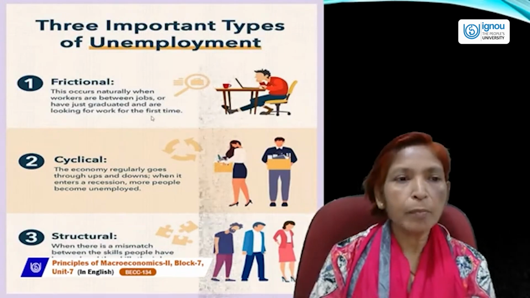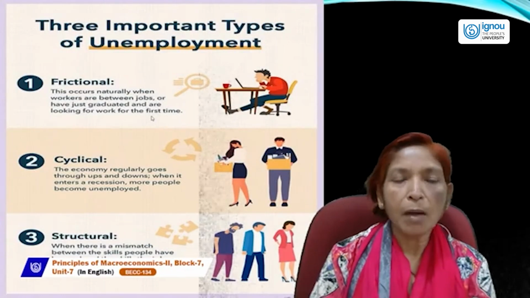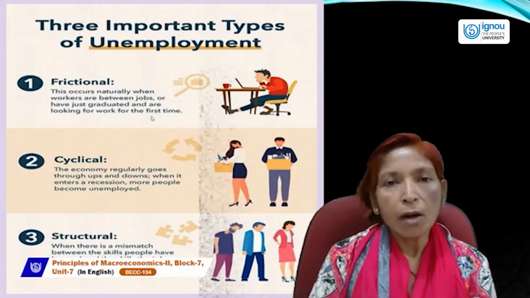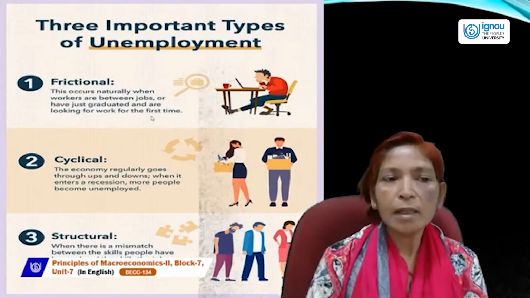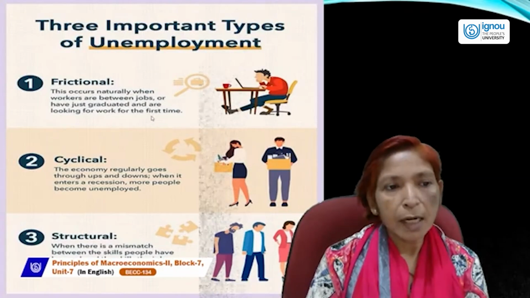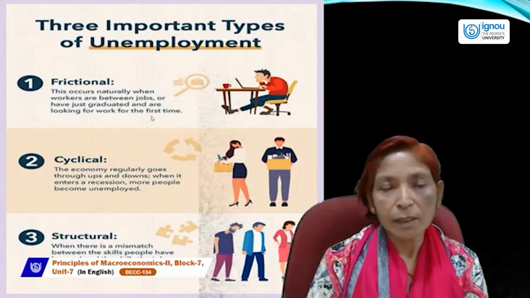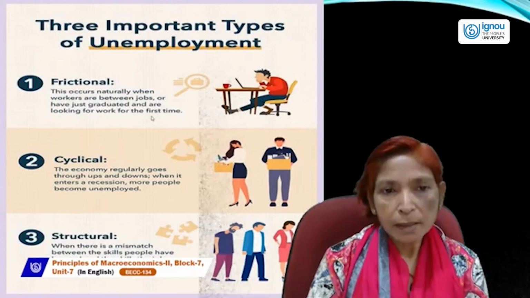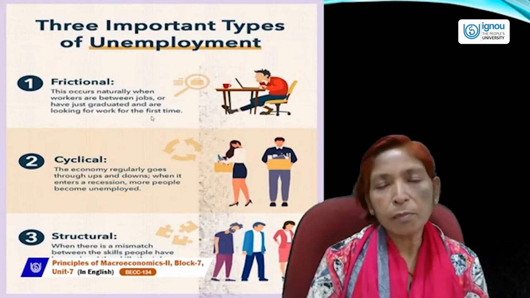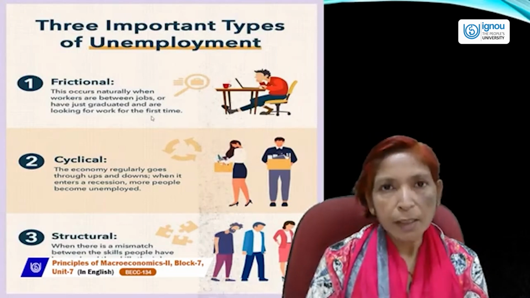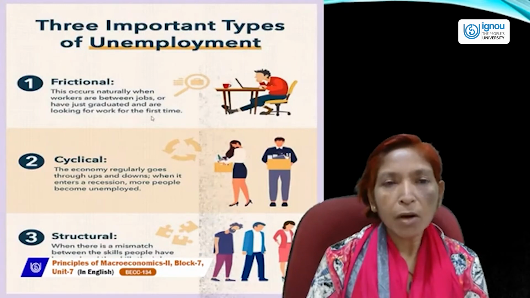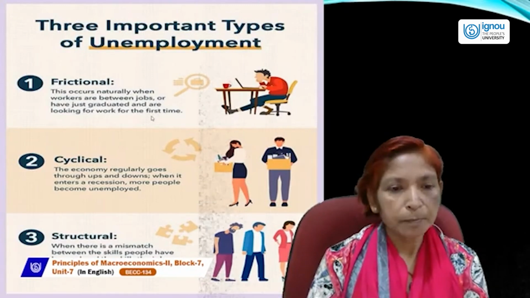Number one is frictional unemployment, and frictional unemployment occurs naturally when workers are between jobs or have just graduated and are looking for work for the first time. If some people leave their previous job and search for a better opportunity, the time lag between leaving the job and finding another is called frictional unemployment.